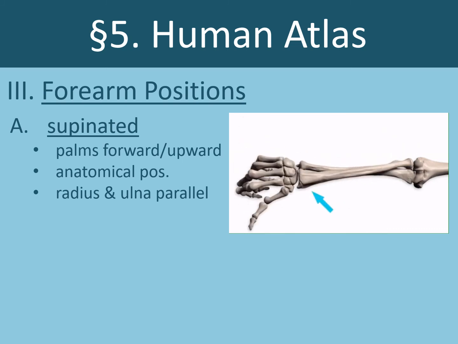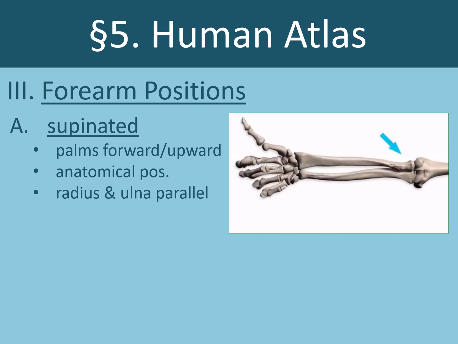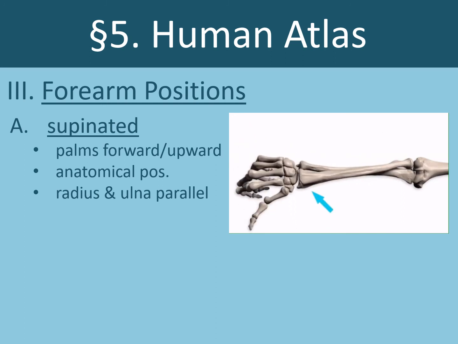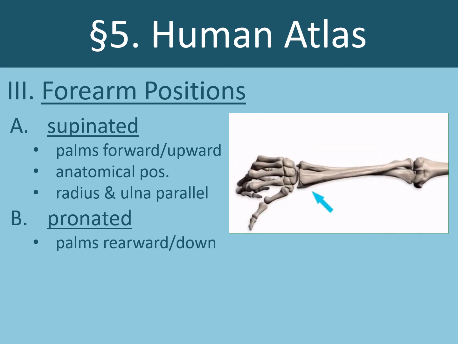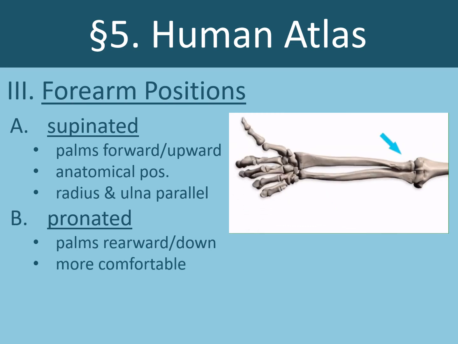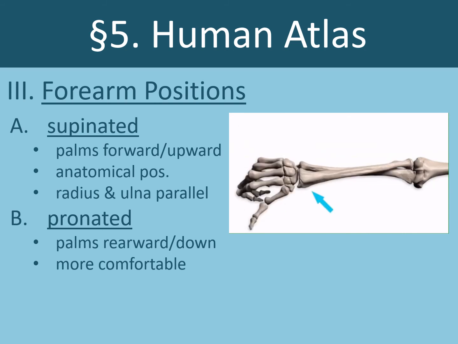When the forearm is supinated, the radius and ulna bones are parallel to each other, as you can see in this animation. The pronated position is when the palms are pointing rearward or downward. It's usually the more comfortable way to hold your arm.